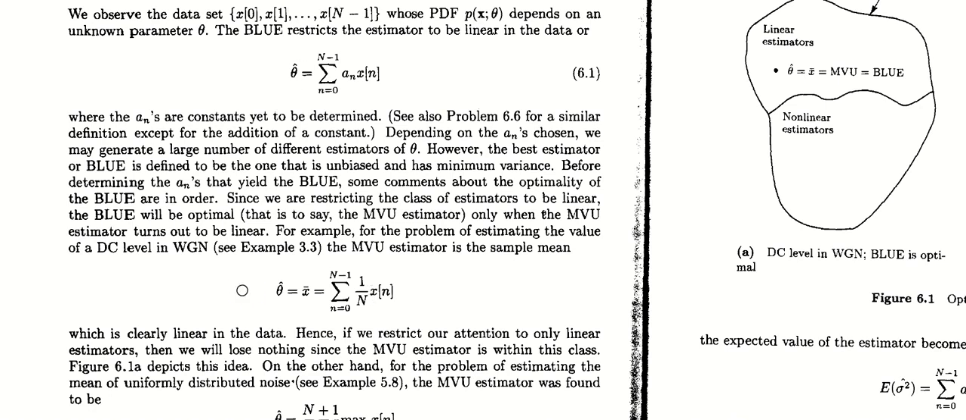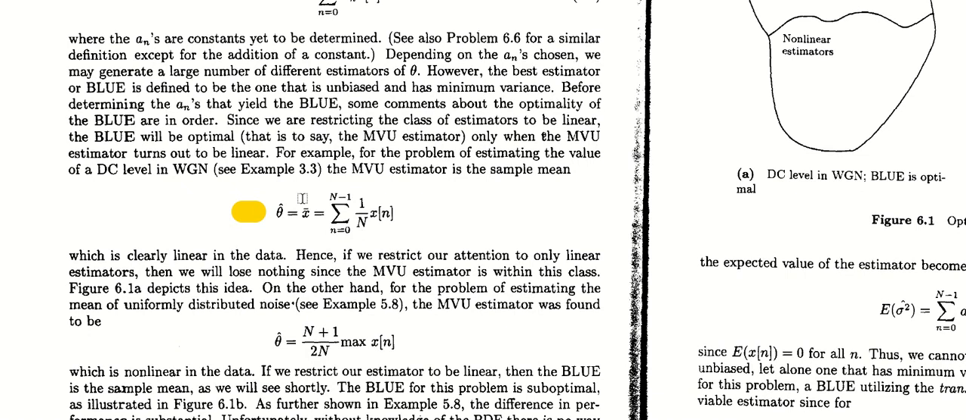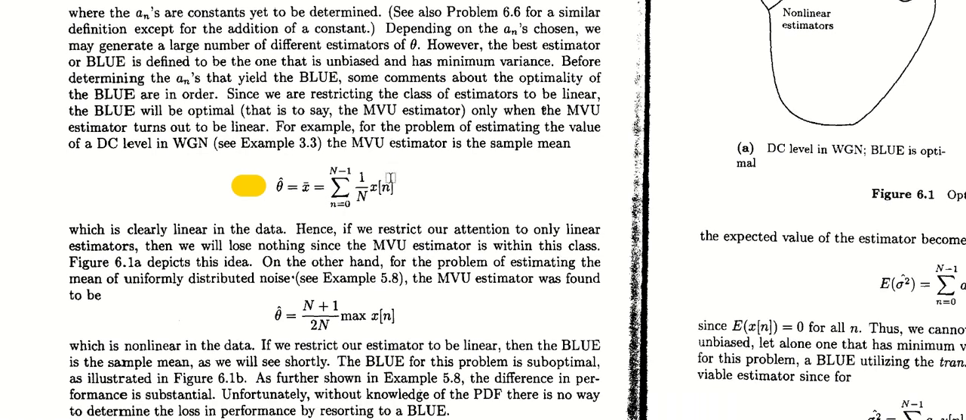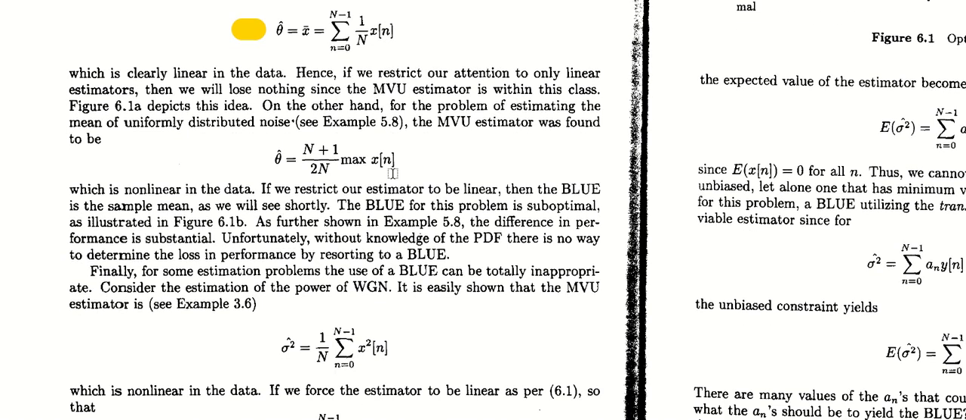Therefore, we have this equation that is the MVU, while at the same time it is the best linear one, so it will be the BLUE. On the other hand, if we are doing this with uniformly distributed noise, it's going to be something like this. And by the way, how does this come out? It is not trivial, and it has to be done in example 5.8.